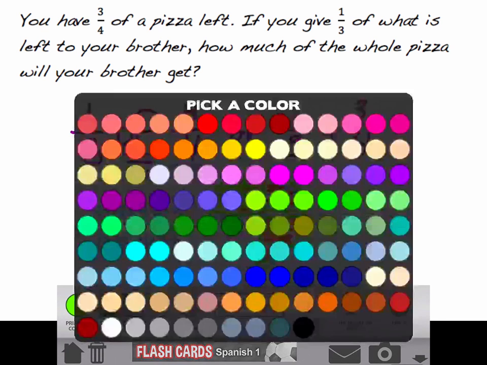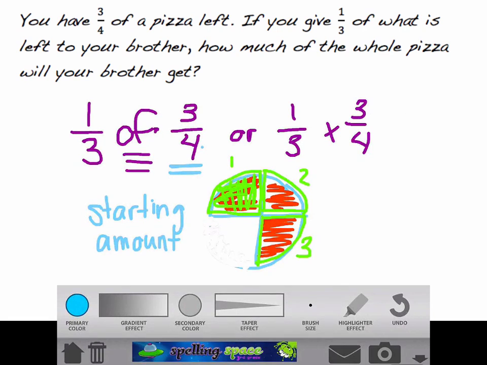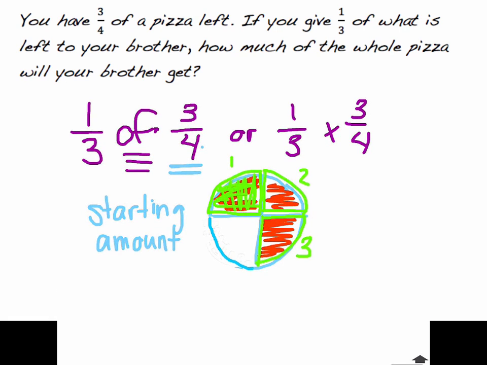For our answer, now we have to go back and remember that this piece originally existed because we want to know how much of the original or the whole pizza did your brother get. So we know he got this third up here of what was left of the whole pizza. Remember, we divided it into fourths. So he got 1/4 of the pizza, of the whole pizza.